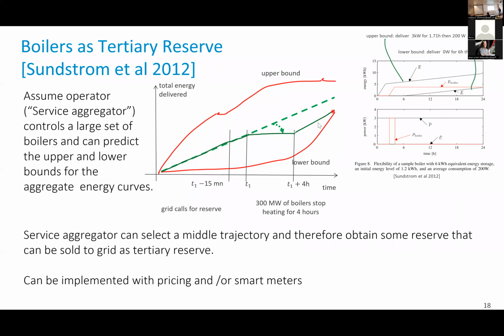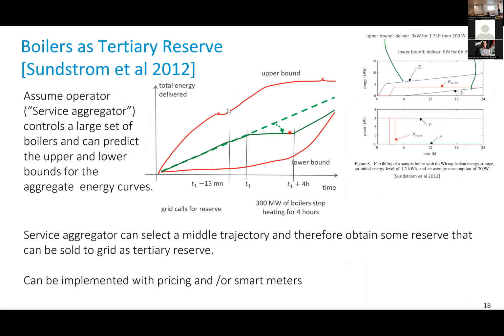I will need to come back here. But during this period here, you see that I reduce, this is the slope of this curve is the power consumed by all the boilers of Switzerland. Now it gets to zero for example, 4 hours. So during 4 hours, I have stopped hundreds of thousands of boilers. And this is the same as adding several hundreds of megawatts into the grid here.